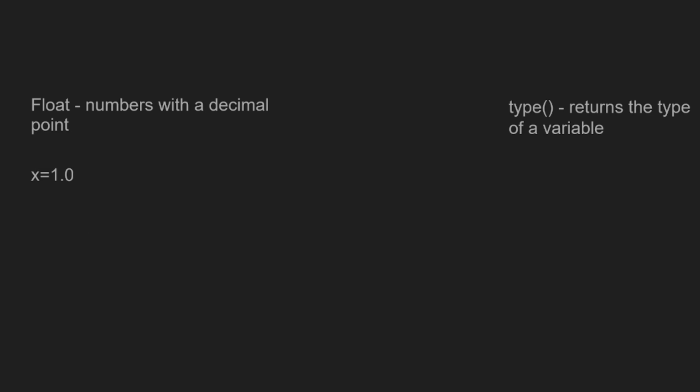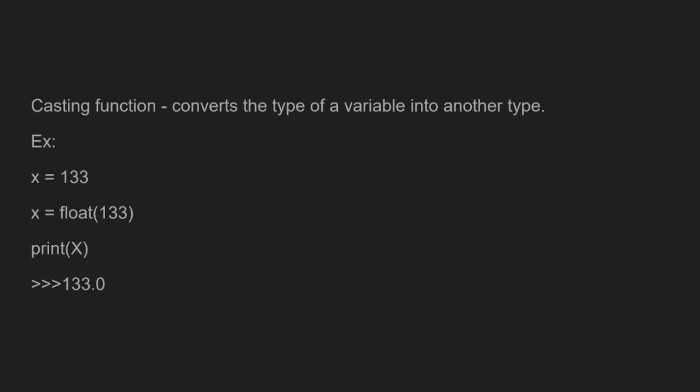Another type of variable is a float or floating point number. These are just numbers with decimal points. So instead of being 1, x would be 1.0. If we wanted to convert an integer into a decimal floating point number for some reason, like finding the area of a circle or calculating salaries, we can convert it into a different type using a casting function. A casting function converts a variable into a specific type.